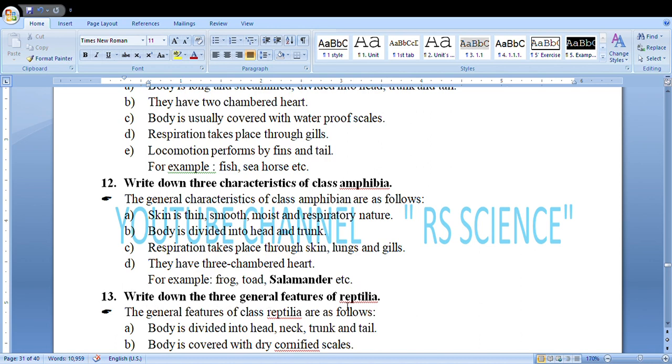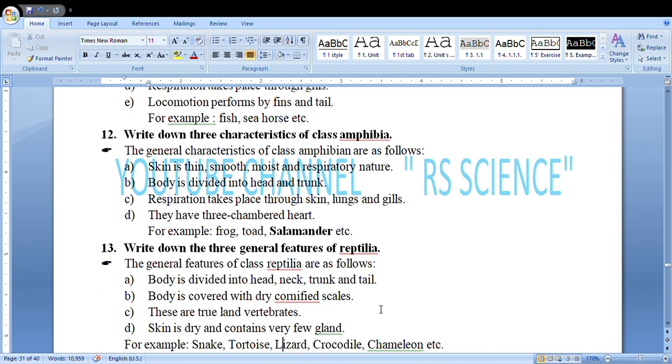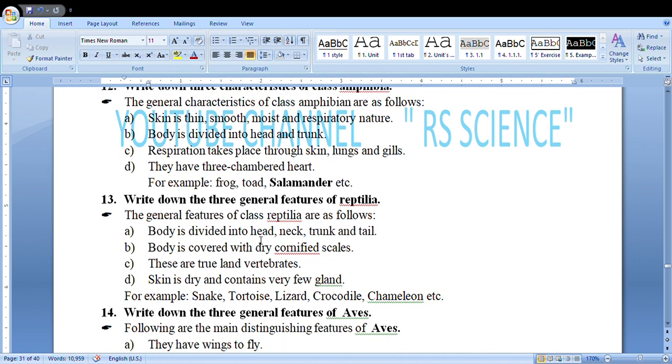Write down the 3 general features of Reptilia. Reptilia has following features. Their body is divided into head, neck, trunk, and tail. Body is covered with dry cornified scales. They are true land vertebrates. First true land vertebrates is Reptilia. Skin is dry and contains very few glands. Example: snake, tortoise, lizard, crocodile, chameleon, etc. All of them have 3-chamber heart except crocodile. Crocodile has 4-chamber heart.